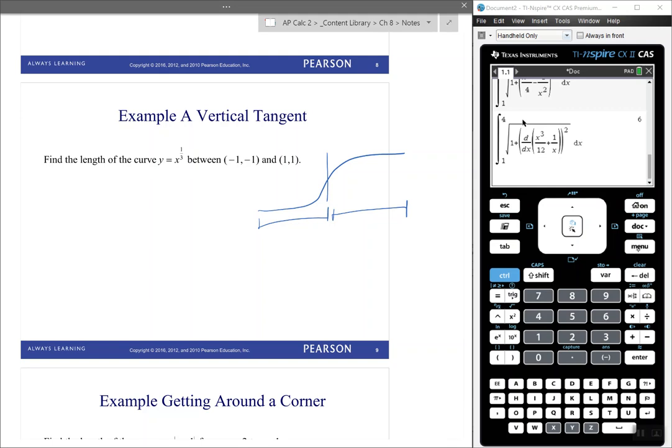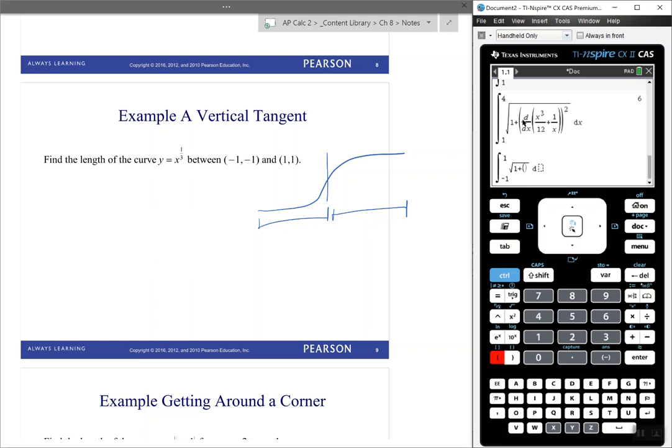So just to kind of show that off, we'll see what happens here if we go from -1 to 1 of the square root of 1 plus the derivative of x to the 1/3 quantity squared dx. And it gives us that orange or yellow box there. It says questionable accuracy. So it might be wrong.